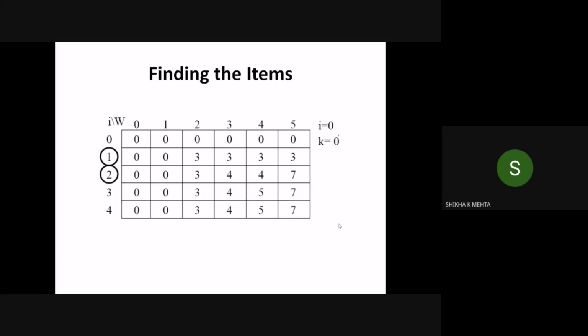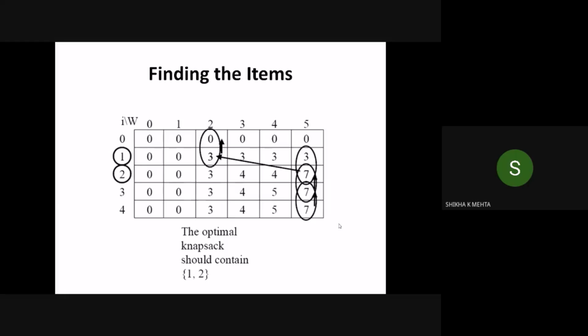So finally we can say we can only have these items in the knapsack. The optimal knapsack should contain only 2 items, that is item 1 and 2. So this is how we apply the dynamic programming approach for solving the 0/1 knapsack problem.